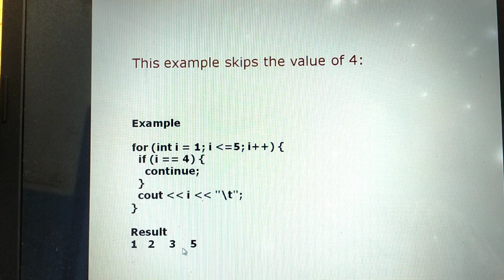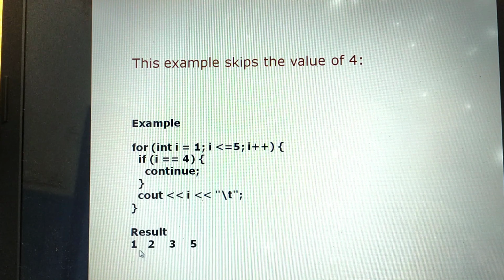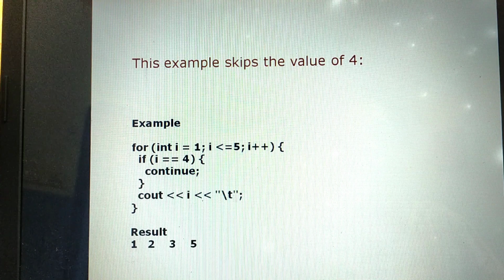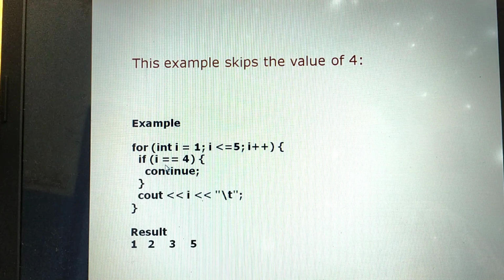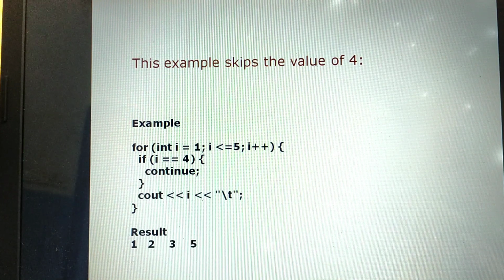Then which iteration is skipped here? The fourth one, the number we specified in the condition statement, that iteration is skipped. We get the output like this: 1, 2, 3, 5. 4 we won't get. Why? Because we gave the condition with that number to skip that particular iteration. So we won't get that specified number in the output.